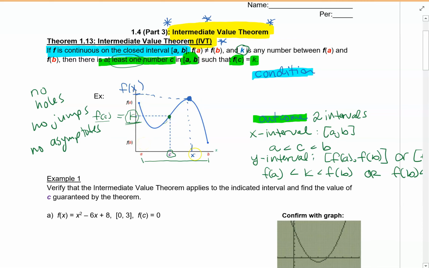I can't just pick any x between a and b and expect that f of x to be between f of a and f of b. It only works going the one way. So you are able to choose any y value at all between f of a and f of b, and there will be guaranteed at least one x where f of x equals that y value. It works that way, just not the other way around.